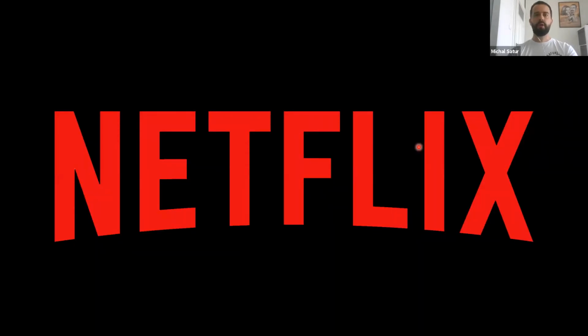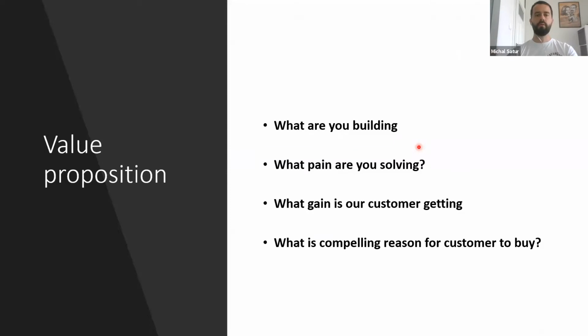So let's jump in. The first field I would like to fill in is the value proposition, and you have to ask a couple of questions, like what are you building, what pain are you solving, what gain is a customer getting from your solution, and what is the reason why a customer should buy from you, not from your competitors or from somebody else within the business.